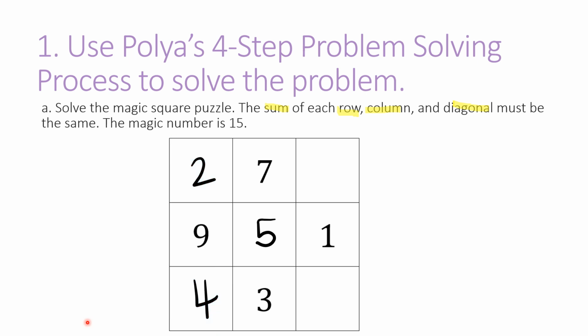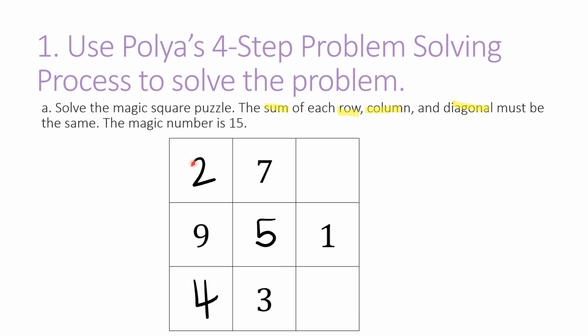Okay. Now let's check and make sure we're good. All right, so looking at this column, 9 plus 2 is 11, plus 4 is 15. Okay, that's good. We already know that this middle column adds to 15. Now, we just need the diagonals to add to 15, and then this column over here to add to 15, and the rows, of course.